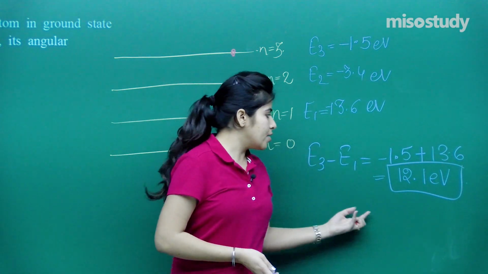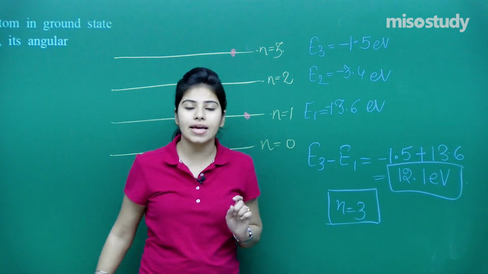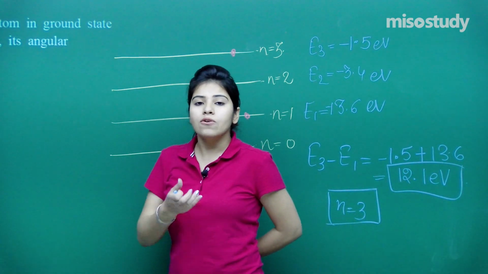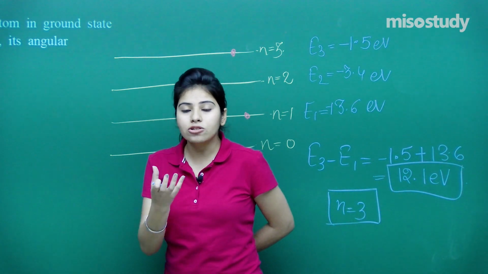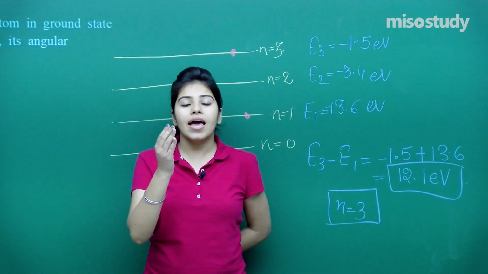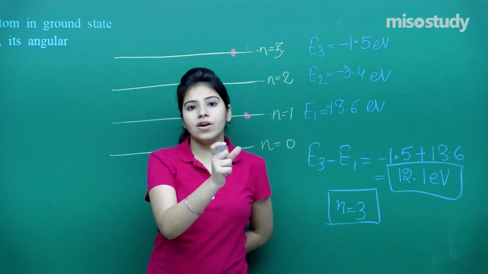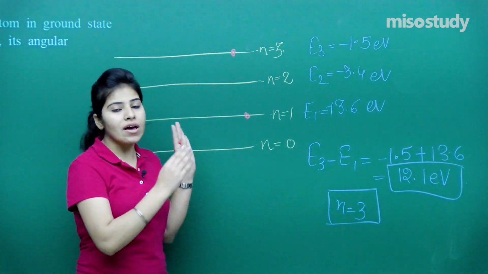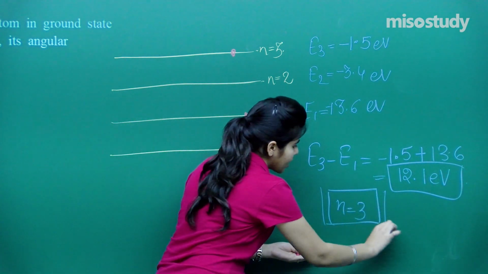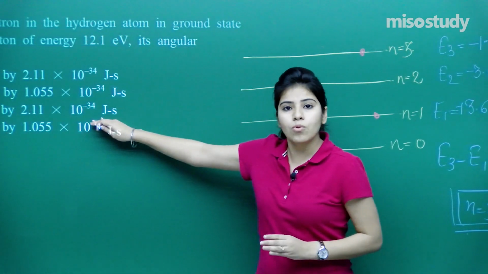That means your electron has reached the level of n equals 3. Why did we need this n? What was the need of finding it? Because to find the angular momentum we need the electron shell, since the formula of angular momentum is nh upon 2 pi. To find nh upon 2 pi, we need the value of n, and we have found it right here. Now we know the value of n, and now we will find the angular momentum.